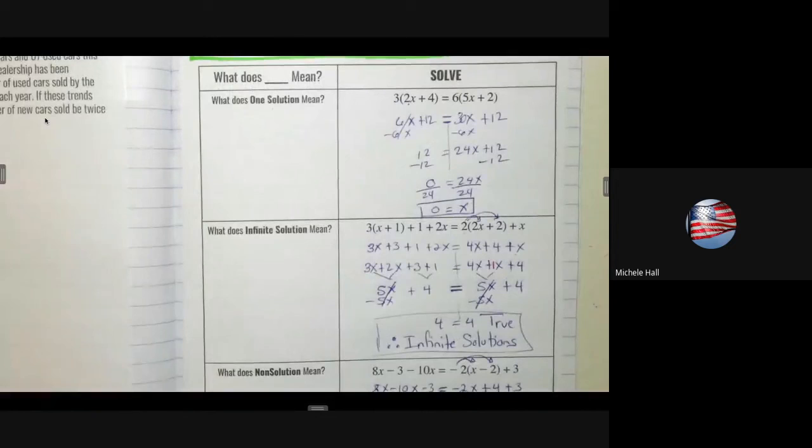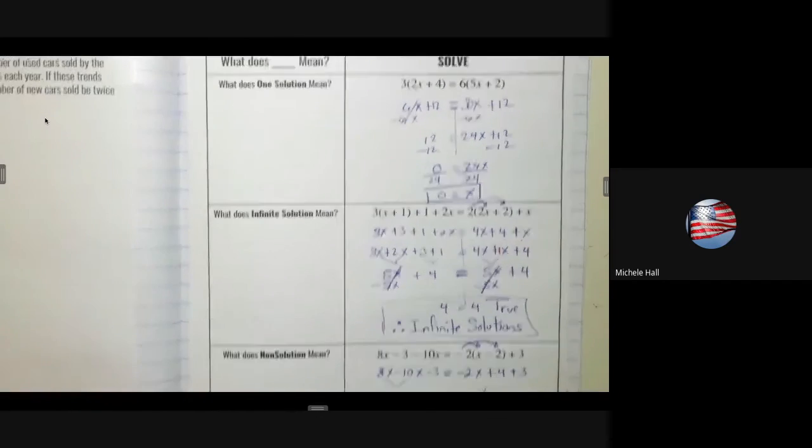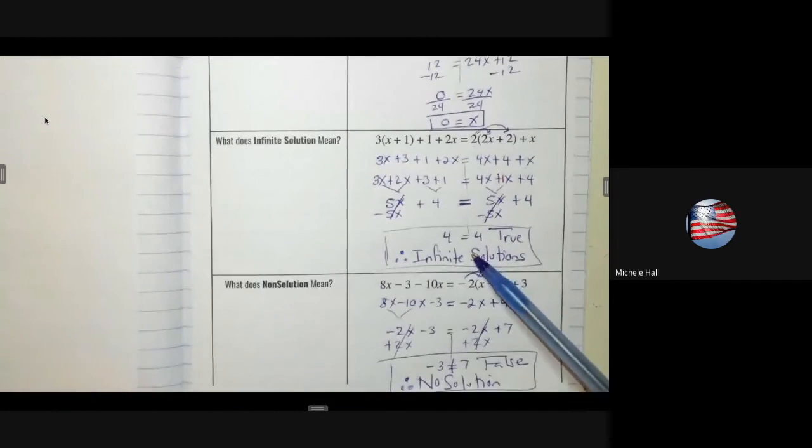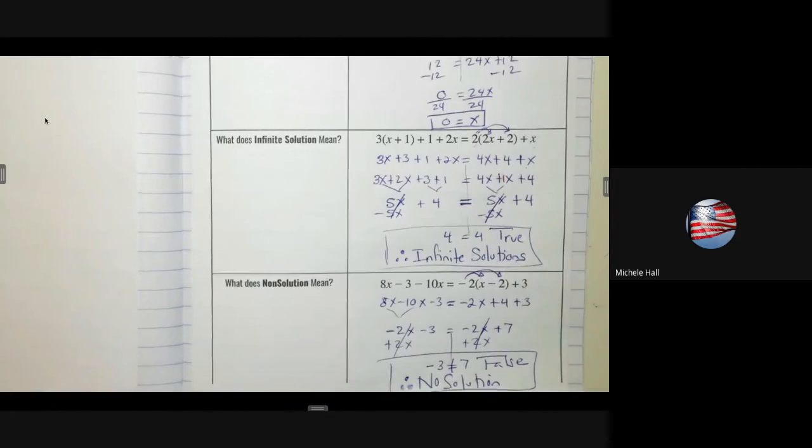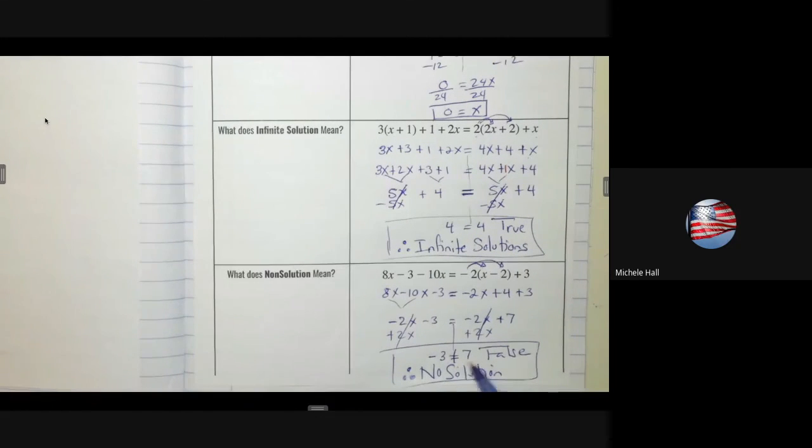I can have exactly one solution. I can have an infinite number of solutions when I get a true statement. And I can have no solution when I get a false statement.